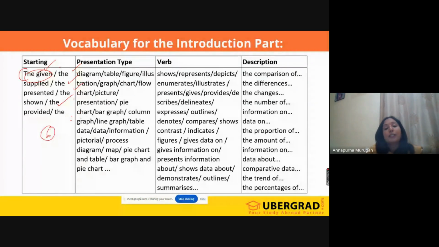Even within yourselves you will be getting so many words with regard to this particular thing. Okay. So now, what is the presentation?